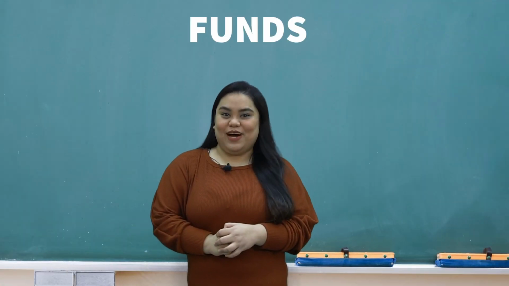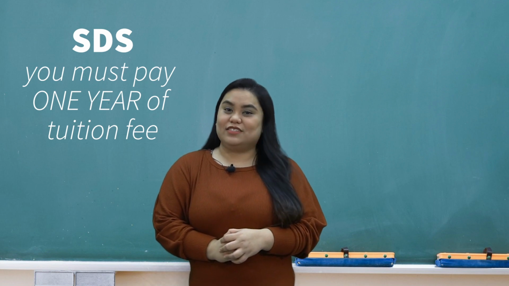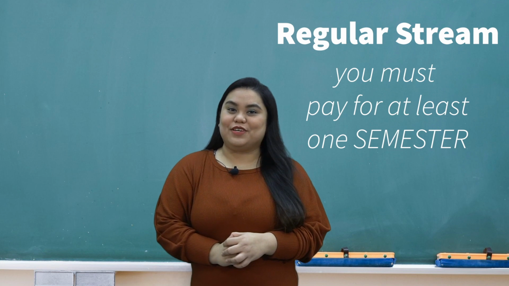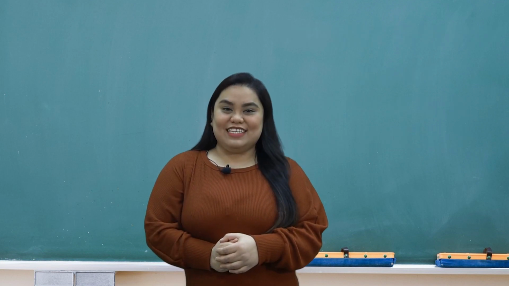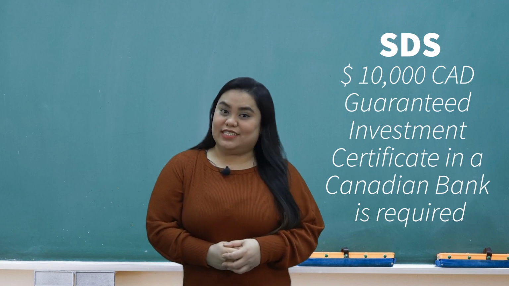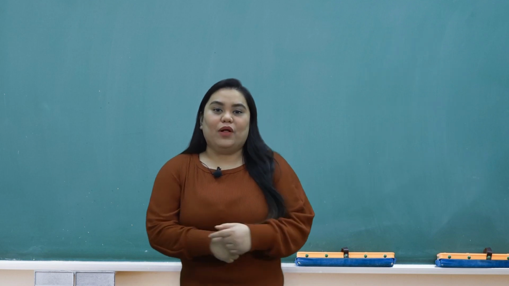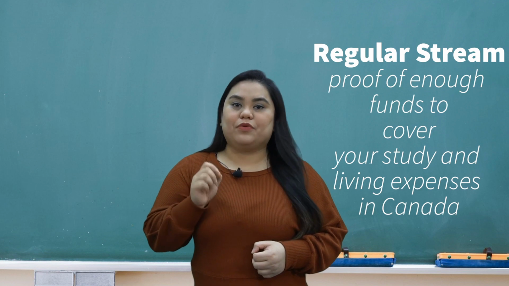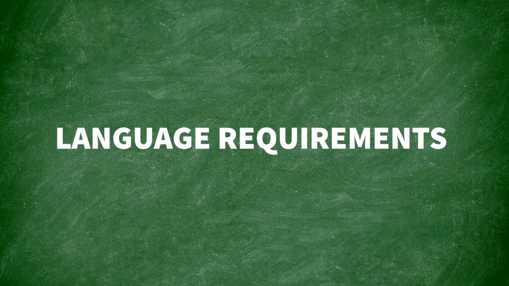Now let's talk about funds. You must pay a full year of tuition fee if you want to apply under the Student Direct Stream, while you are only required to pay one semester of tuition fee if you apply under the regular stream. A 10,000 Canadian dollar GIC in a Canadian bank is also required for an application through SDS and will only be accessible once you are in Canada. There is no need for a GIC under the regular stream. You will still need proof of funds to cover your living expenses in Canada.